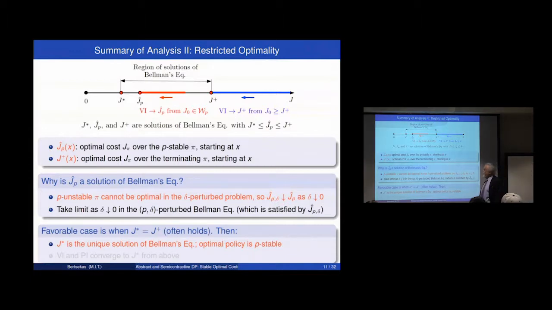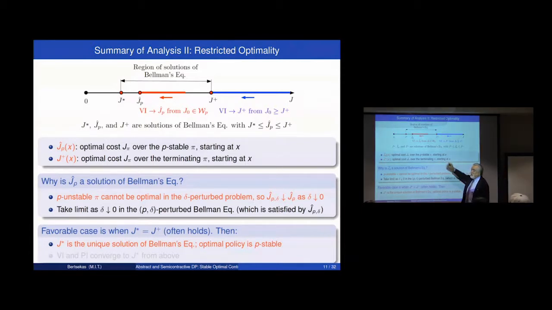Okay, now here there are favorable cases and not so favorable cases. The favorable case is when these two upper and lower bounds coincide, when J star is equal to J plus. And this often holds. Basically, this happens if the policies that achieve controllability can get you in a finite number of steps to the destination, if these policies can be arbitrarily close to optimal. If you take the infimum over terminating policies, you get the infimum over all policies. And this is a common situation.